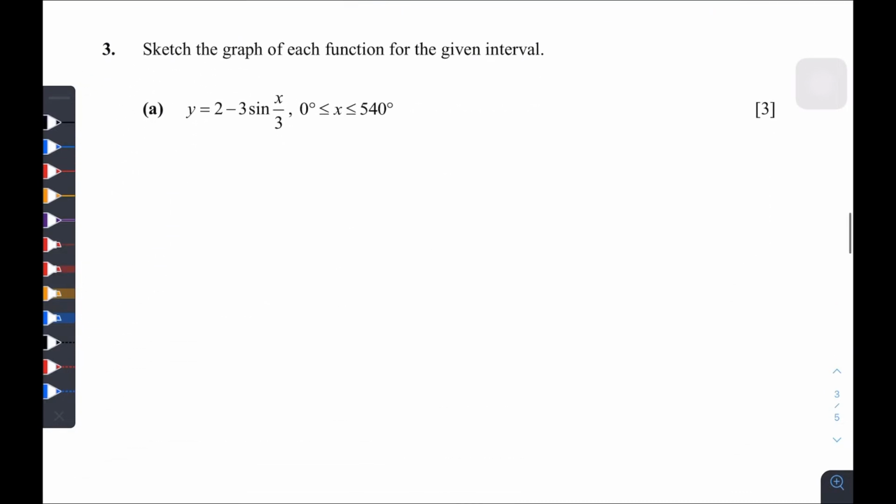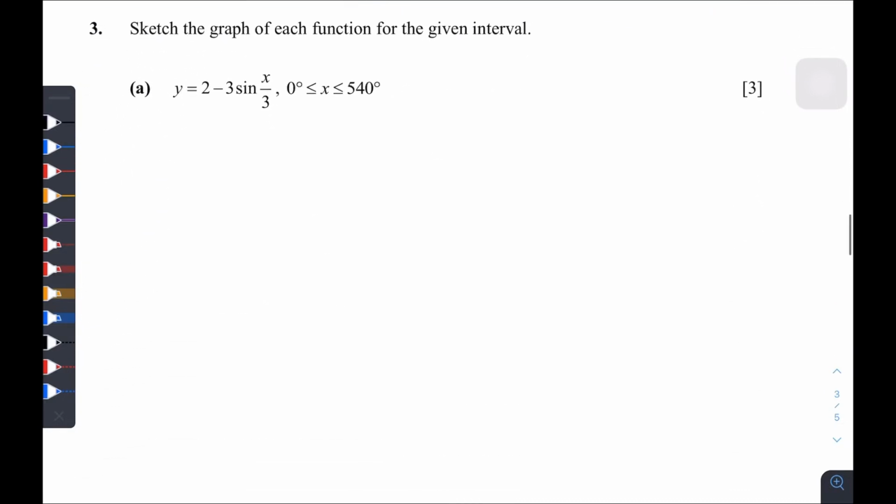Okay, without further ado, let's head on to number 3, the more important part, which is to sketch the graph of this function for the given interval. So we have this set interval over here. If you want, you can actually rearrange to see the full information. Okay, so it's 3 sin x over 3 plus 2.